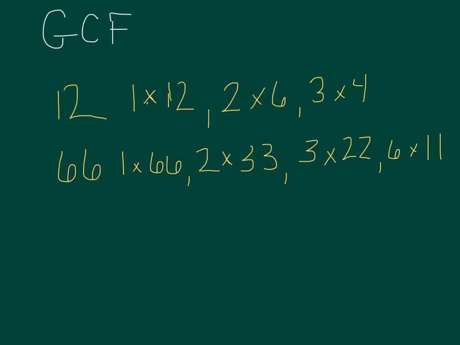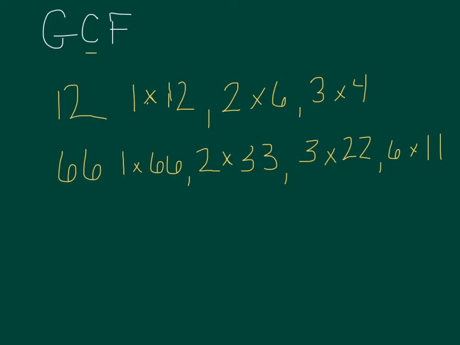7 times nothing, so 7 is not a factor. 8, nothing. 9 is not a factor, 9 times nothing. 10 times nothing, and now I've reached 11 times, and I already have 11 times 6. So I'm done listing my factors of both 12 and 66.